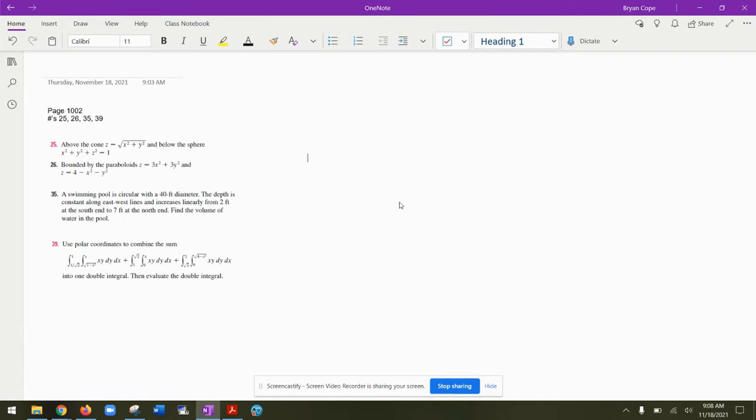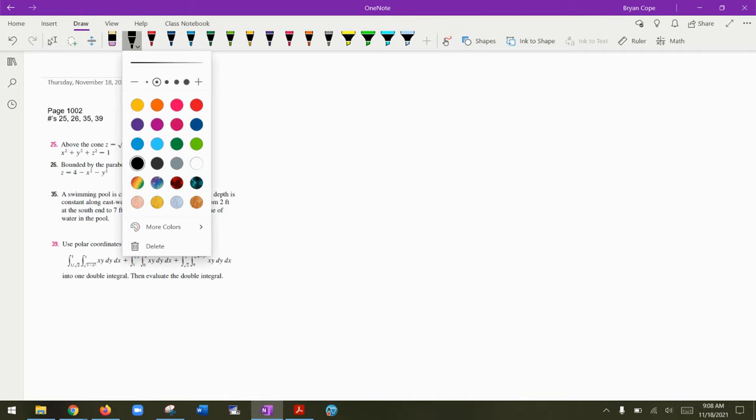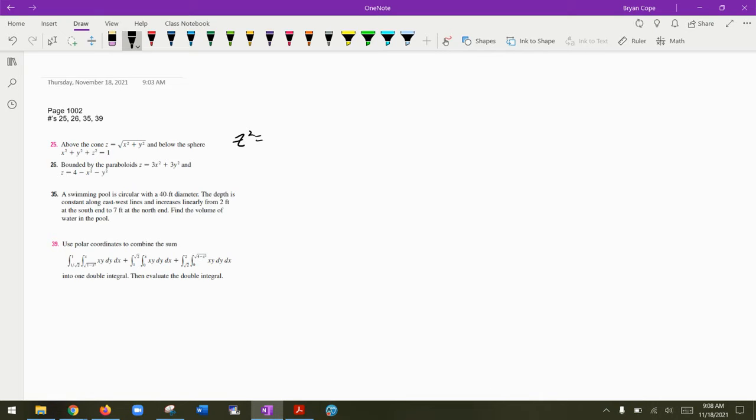Okay, so to do that, we are going to acknowledge that z squared equals x squared plus y squared, and therefore x squared plus y squared plus x squared plus y squared equals 1. And so we've got 2x squared plus 2y squared equals 1, or x squared plus y squared equals 1/2. So the circle of intersection there has a radius of 1 over root 2.